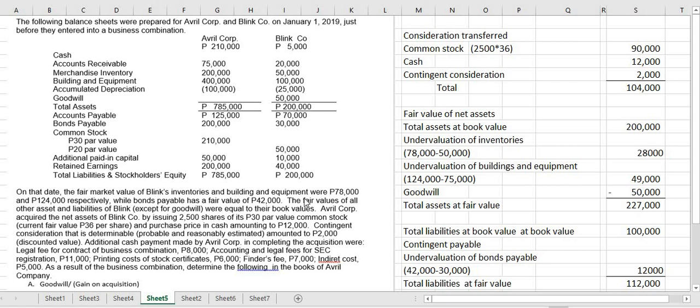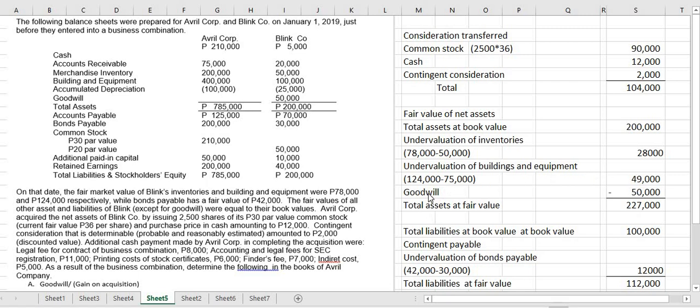Then, yung equipment natin, you take note that it's 75,000 na book value, ba? Kasi 100,000 of your buildings and equipment and accumulated depreciation of 25, so may book value siya ng 75. But the fair value is 124, no? So yung 124 less 75,000, undervalued siya ng 49,000.